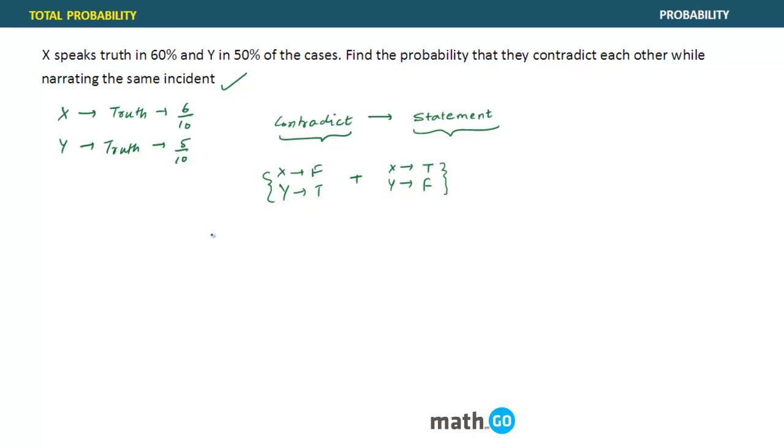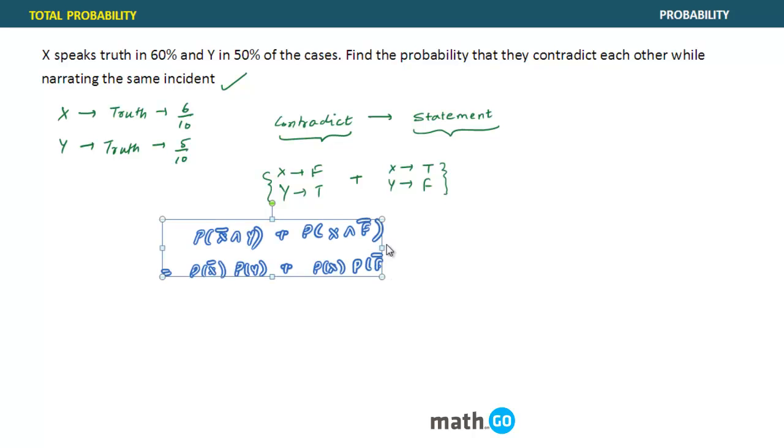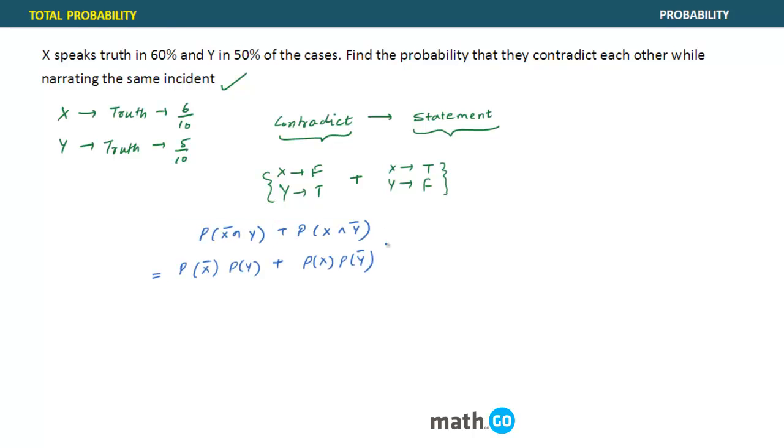If we want to convert this into probability, it will be x speaks false intersection y speaks truth, so they will be contradicting, plus here it could be x speaks the truth but y is now telling a lie, so they will actually contradict each other. Okay, now just put the values here. It's a simple question. Since they are independent events, you can simply do this step and just put the values. This should be y rather than x, it should be right. So this will be the particular value, and now you can just substitute the values and the question is over.